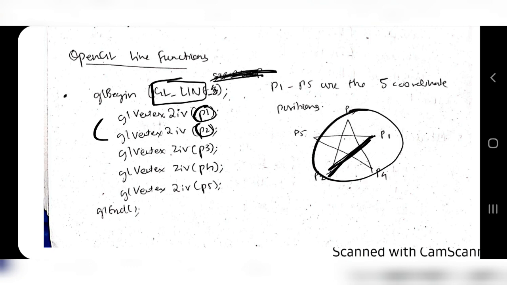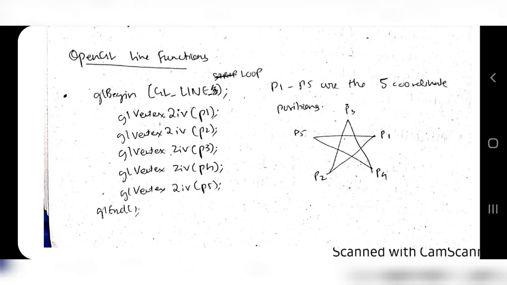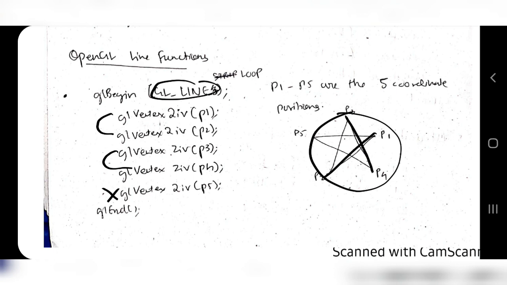Consider this image as empty, with just the points mentioned here. Five points are there, and I'll tell you where lines will be made. One line will be made from P1 to P2, another from P3 to P4, like this. Since P5 does not have any other pair, it will be left empty. So if you write GL_LINES, this is the image which will be formed.